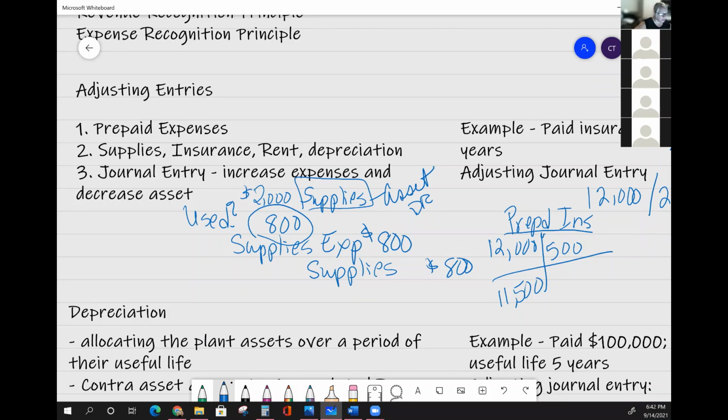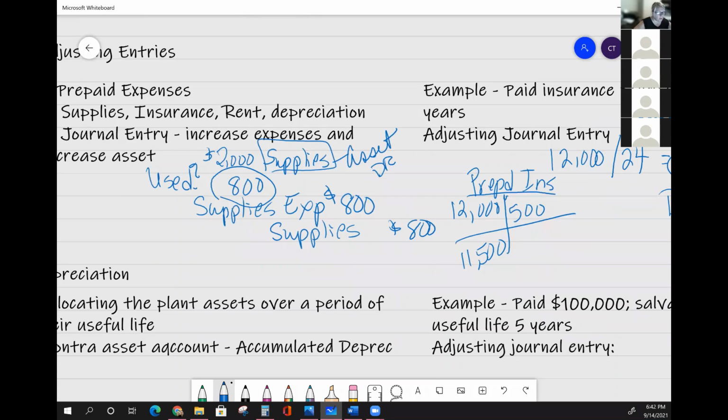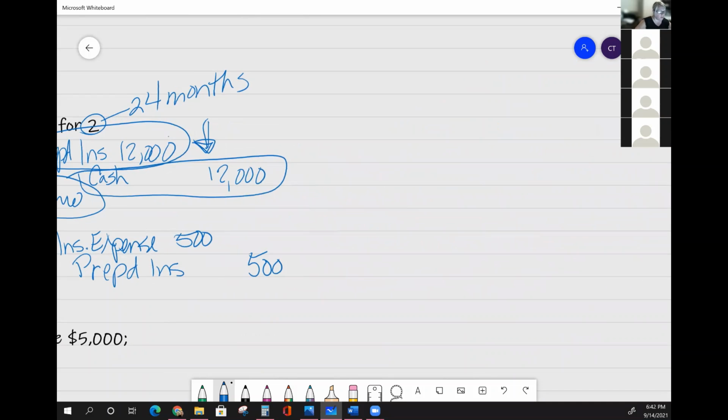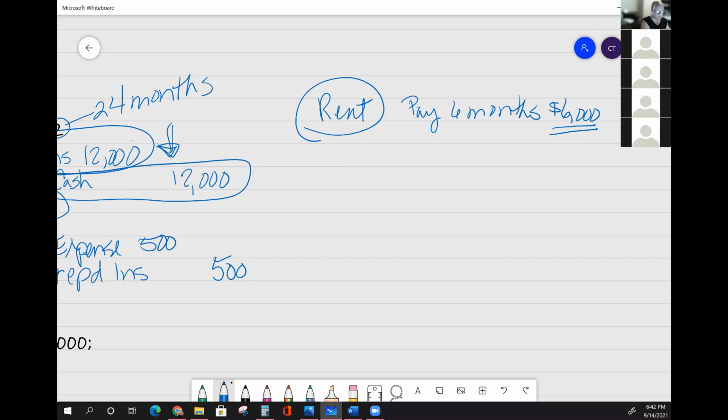Okay, let's use rent. So for rent, I'll go to the side over here. Let's say I pay 6 months and the rent is $1,000 a month. So I'm issuing a $6,000 check to pay for my rent. When I issue that check, I'm spending the money. So I know I need to credit my cash to reduce my cash.